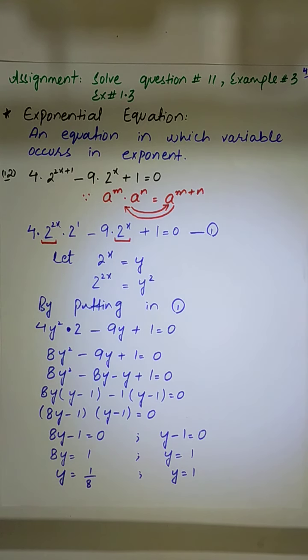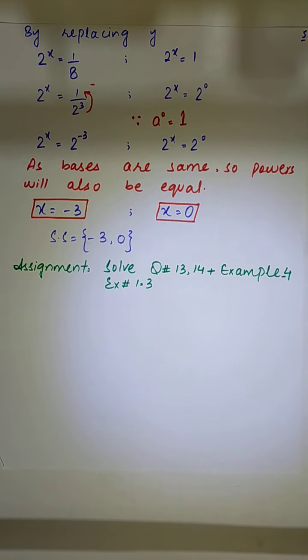Now we know that as in the previous question, y is not the final answer of this question, because we suppose y equals to 2x. In the question, we have not been given the variable y, we have just been given the variable x. It means we have to calculate the value of x, not y. So we will again replace y equals to 2 raised to power x. Turn to the next page.